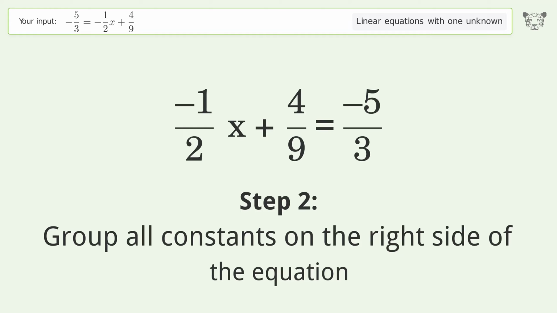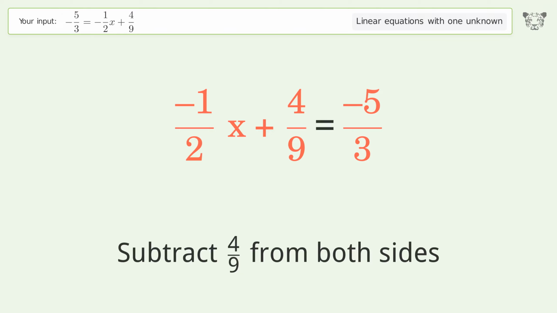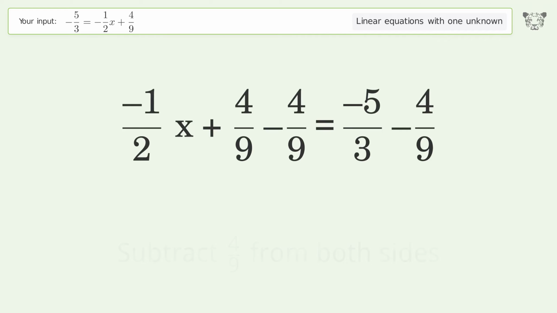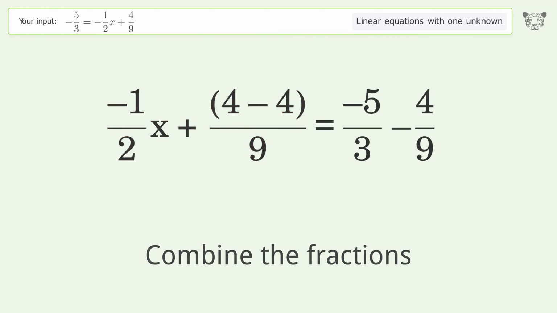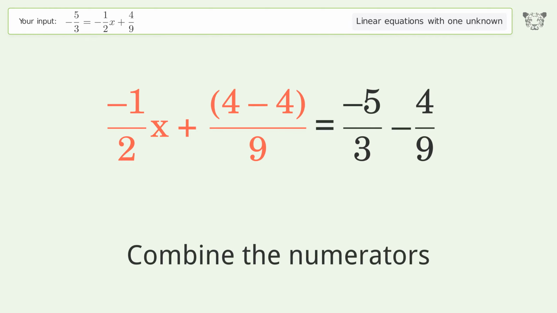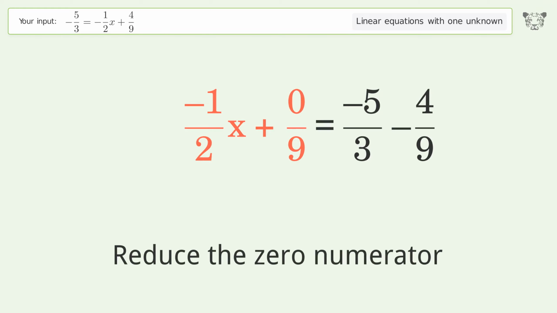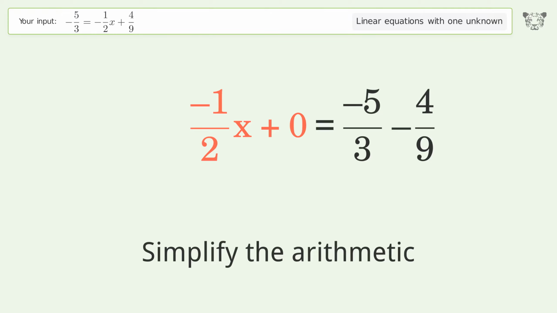Group all constants on the right side of the equation. Subtract 4/9 from both sides. Combine the fractions. Combine the numerators. Reduce the zero numerator. Simplify the arithmetic.